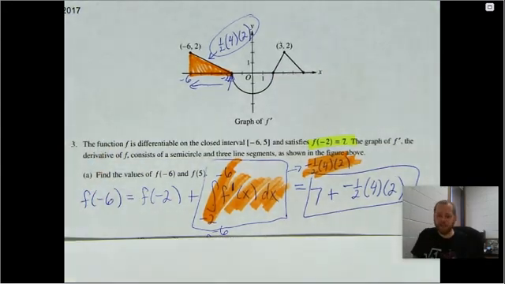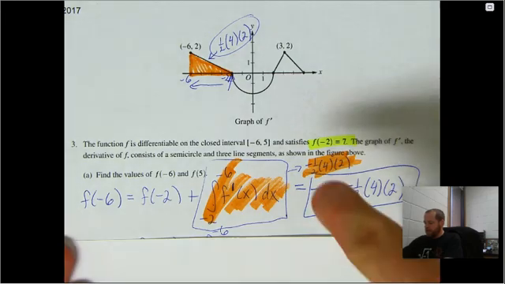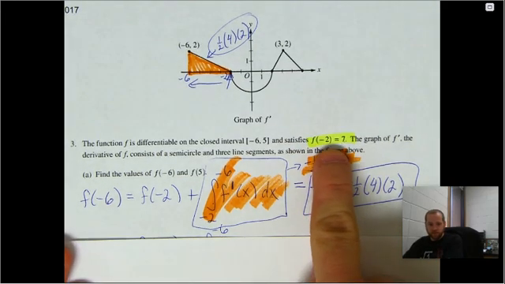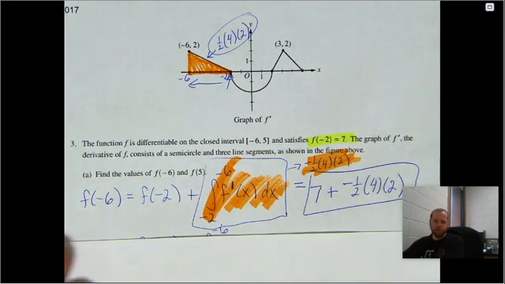So typically, if they give you a graph on the AP exam, it's going to be one of those area volume questions where you have to figure out those lengths, or it's going to be one of these where they give you a point and you have to find another value.